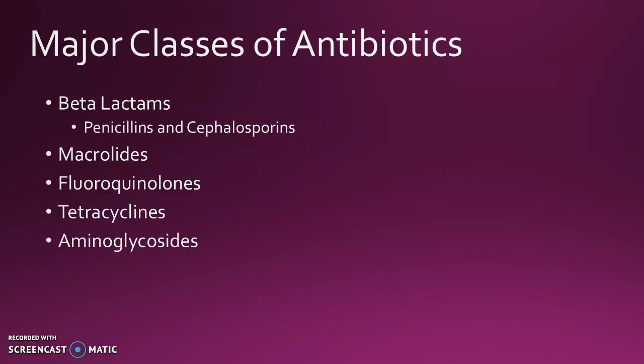And then we have 5 major classes of antibiotics. First, you have the beta-lactams, which include your penicillins and cephalosporins, the macrolides, the fluoroquinolones, tetracyclines, and aminoglycosides.